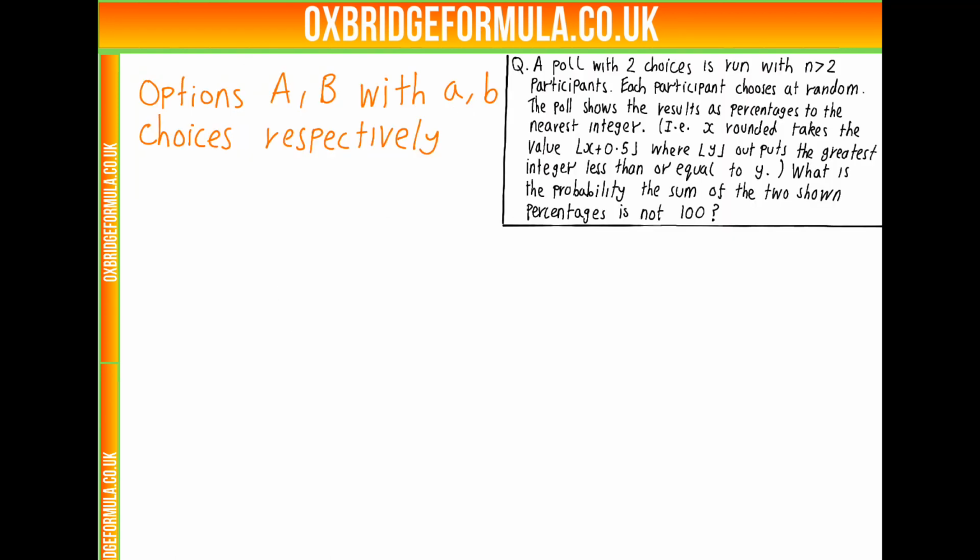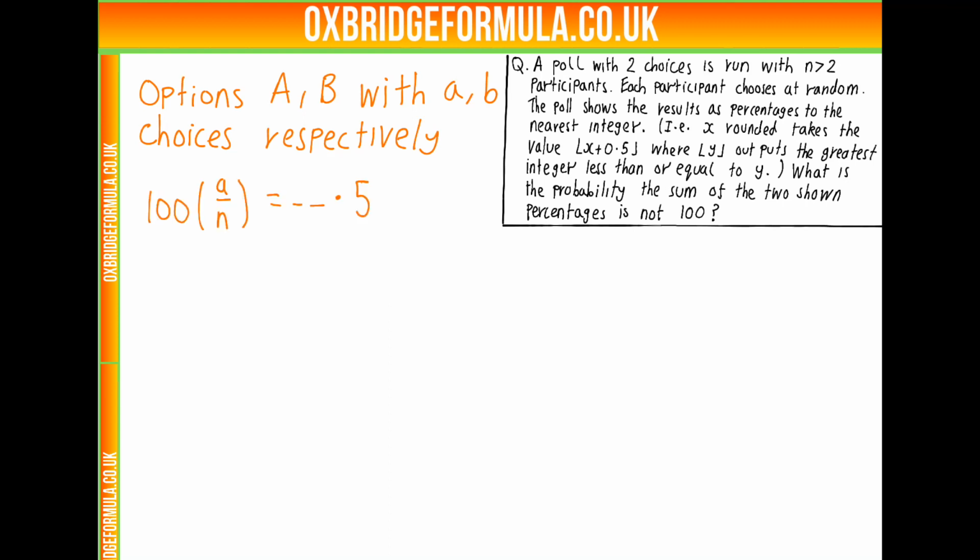So, firstly, let's introduce a little bit of notation. We've got options A and B, with A and B the number of choices for A and the number of choices for B, respectively. Now, what do we want? We want the rounded values to not sum to 100. So you can probably tell, the only way that's going to happen is if A and B as percentages are something point 5. So, how does this occur?